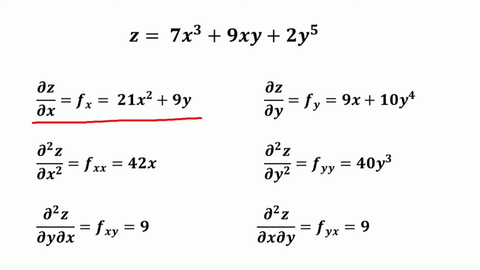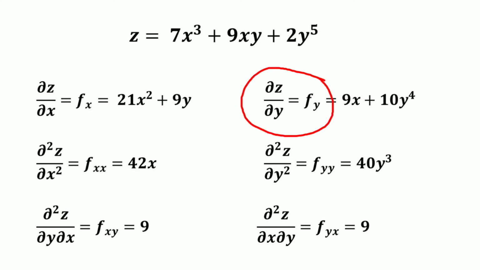Similarly, we are going to differentiate the given function z with respect to y. Then we are taking the differentiation of the given function with respect to y while keeping the variable x constant. Then f of y is equal to the derivative of 9xy with respect to y, which is 9x, plus the derivative of 2y raised to the power 5, which is equal to 10y raised to the power 4.